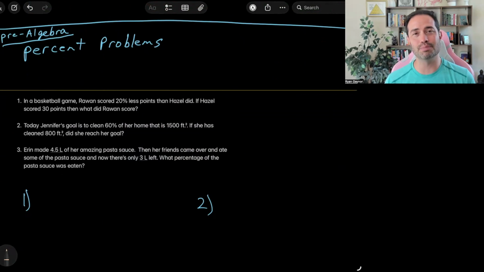Today we're tackling pre-algebra percent problems. Let's get into it. Number one: in a basketball game, Rowan scored 20% less points than Hazel did. If Hazel scored 30 points, what did Rowan score?